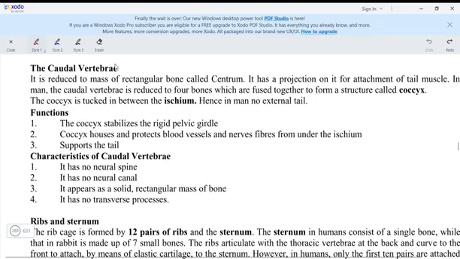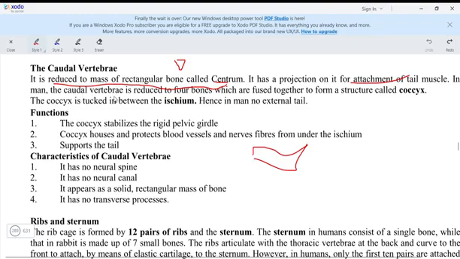The cauda is reduced to a mass of rectangular bone called the centrum. Remember, humans don't have a tail, but animals have a tail. So the caudal bone is reduced to a rectangular bone, which is called the centrum. It has a projection on it for attachment of tail muscle. So it means the tailbone is for tail muscle.